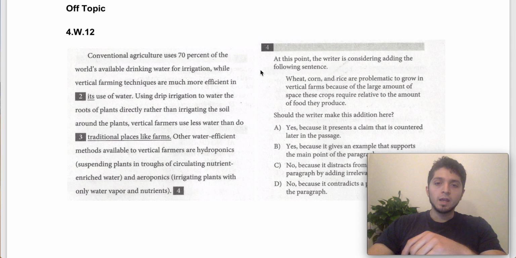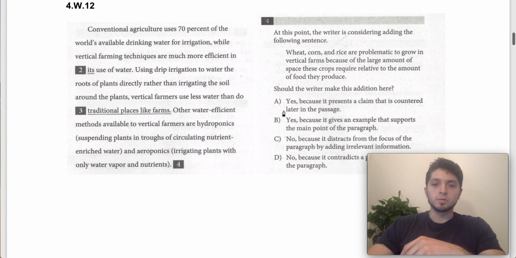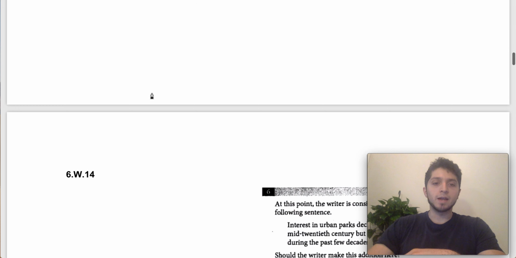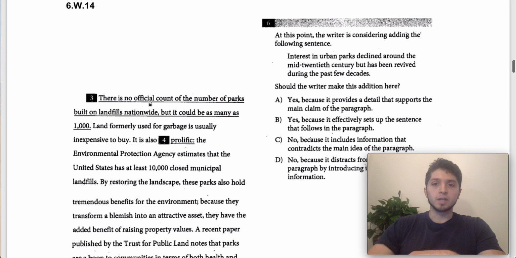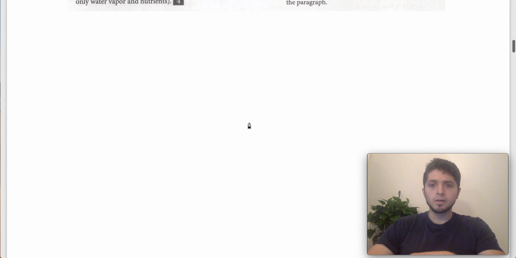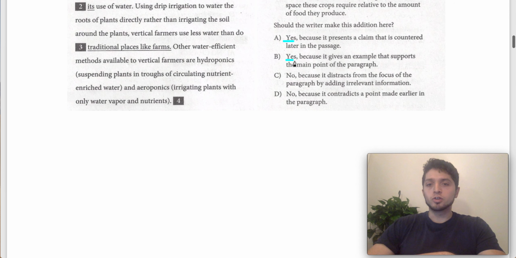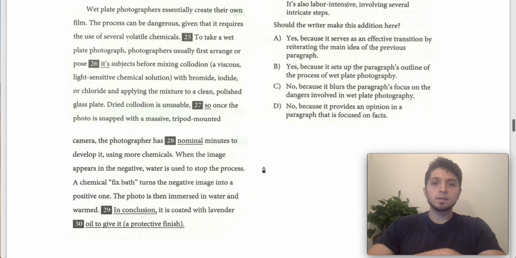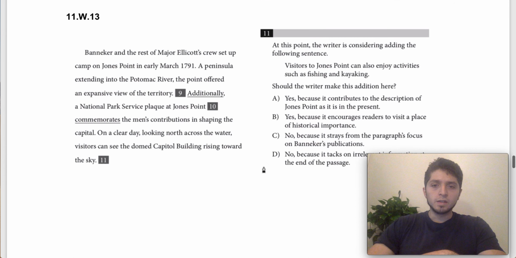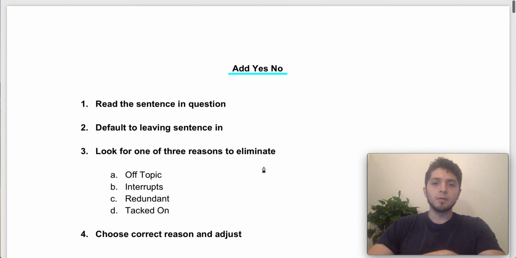So the first thing is just to make sure we know what questions we're talking about. The add yes, no are the ones where basically we have a sentence either that's outside the passage or already in the passage that's underlined. For example, one of these here. And then they ask you, yes, should you take it out, or should you keep it in, or should you add it in, take it out, yes, no. Other times they'll ask keep, delete. Yes, although the yes, no is a little more common.